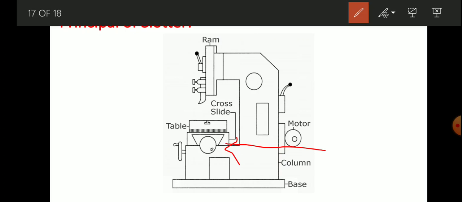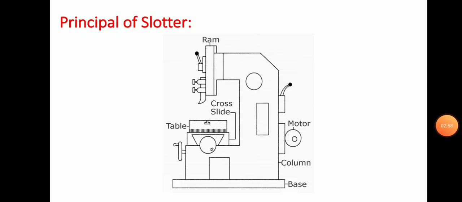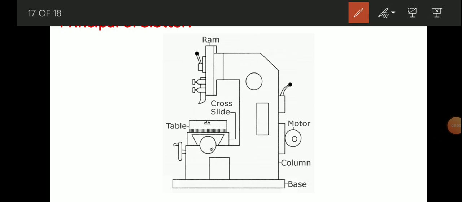Now coming to the table, here we can see the table. A table is mounted on the top of the cross slide. It can be rotated; basically the table is of rotary type. It can be rotated by a rotating wheel which meshes with the worm gear connected at the underside of the table. So this was the simple principle of the slotter machine.